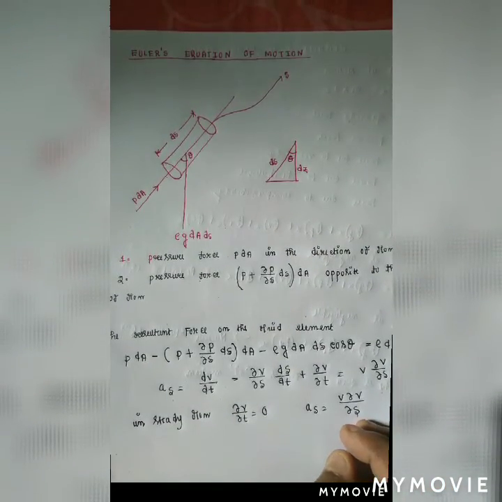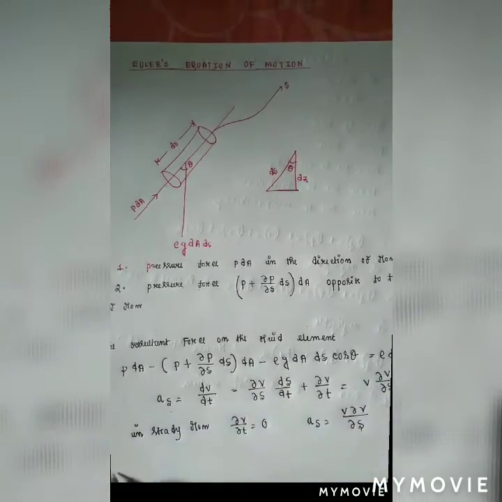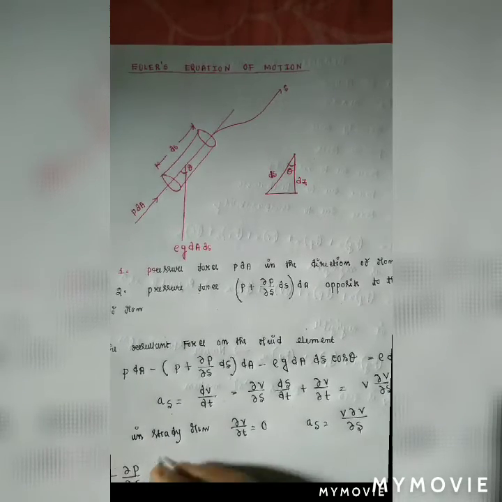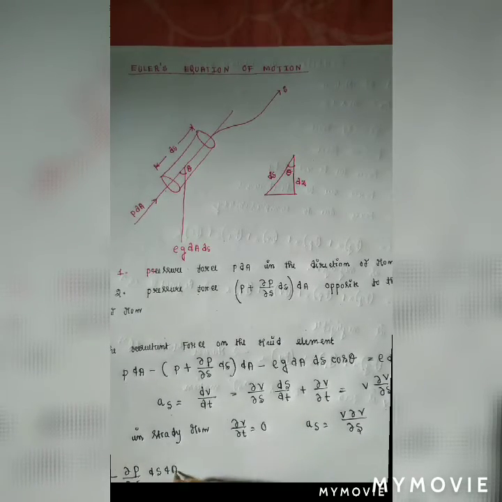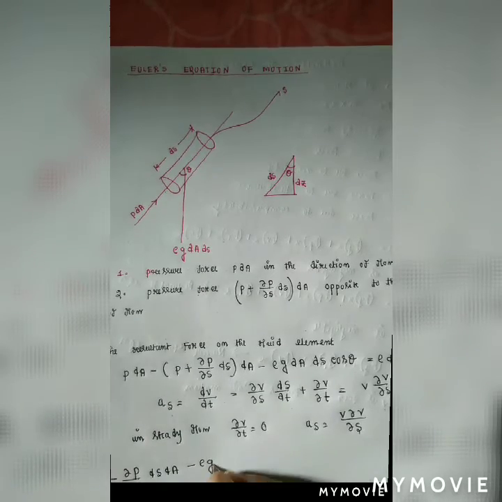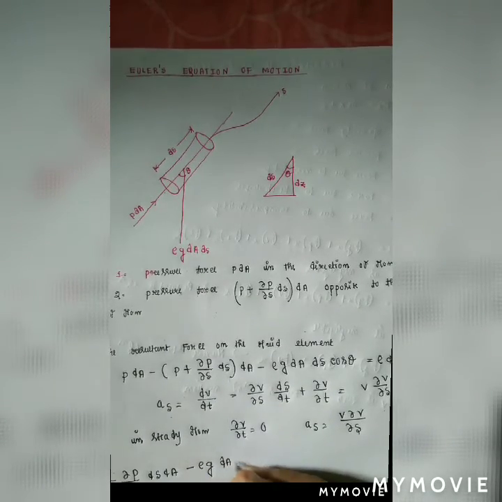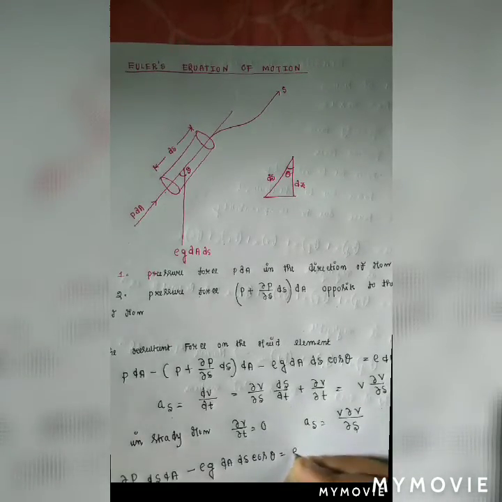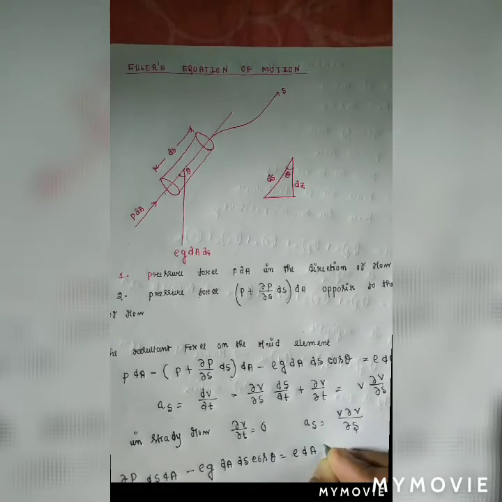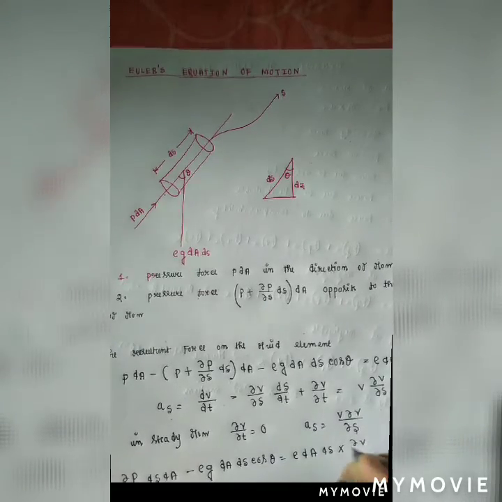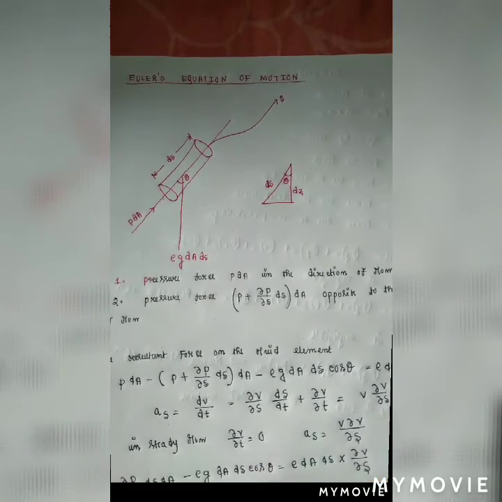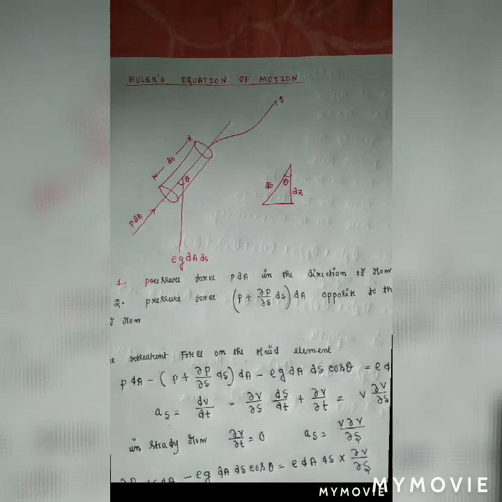Then we can substitute this value in this equation, that is, p minus (p plus del p). Then we will get minus del p by del s into ds dA minus rho g dA ds cos theta equal to rho dA ds into del v by del s. Okay, now I can divide this equation by rho ds dA.